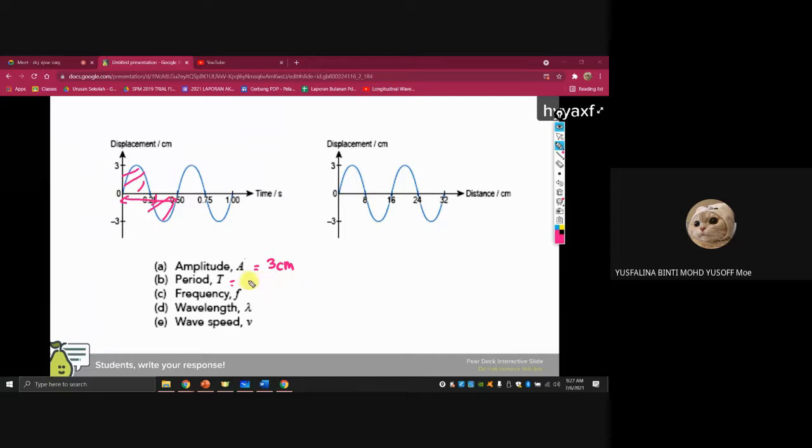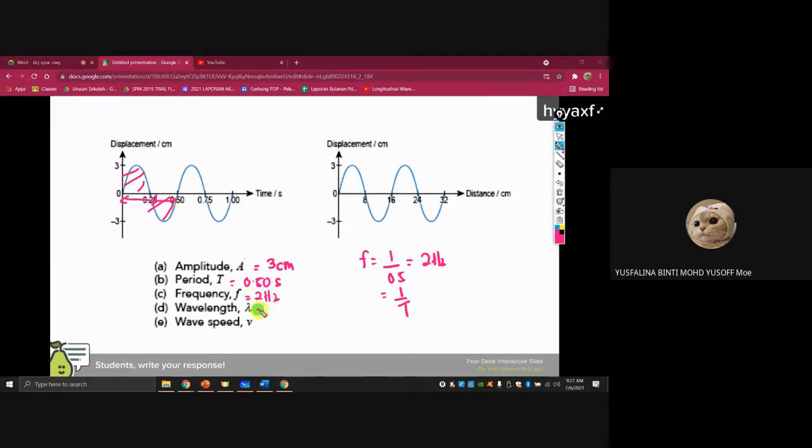Okay, so the period is 0.5 second. How about the frequency? So frequency, you just use the formula 1 divided by 0.5. So you will get 2 hertz. The frequency formula is 1 over T. The period you already found just now, so you just substitute in the formula, 1 over 0.5, you will get 2 hertz. So this is the answer for the frequency.